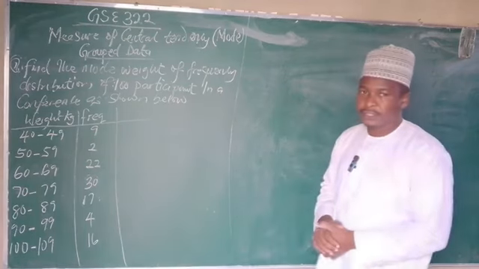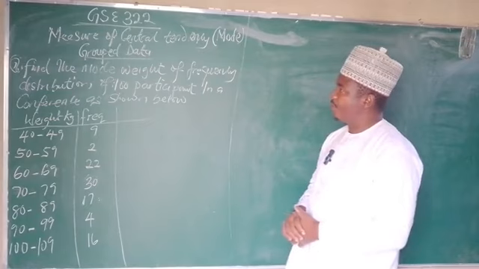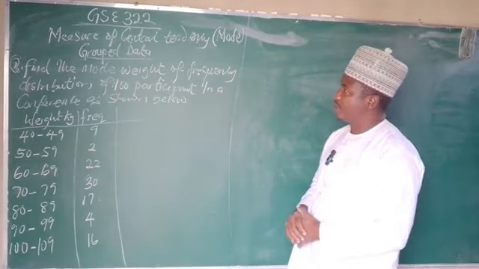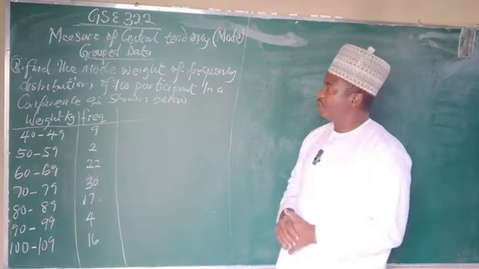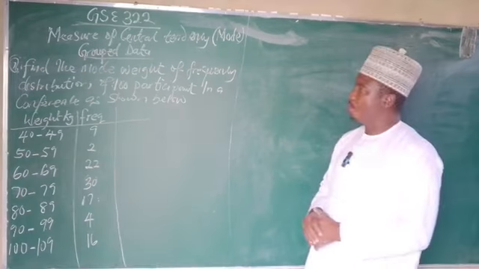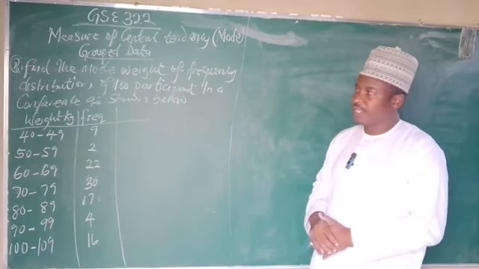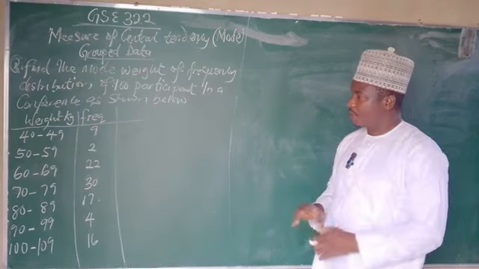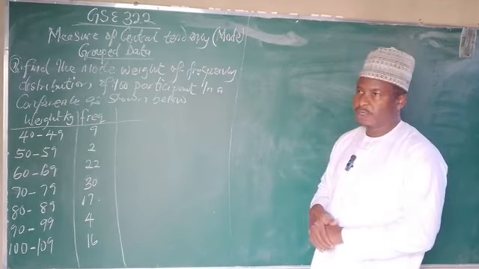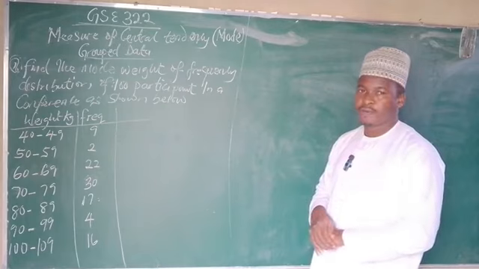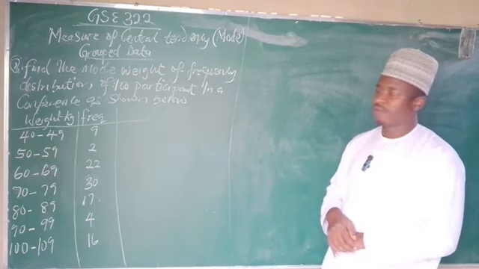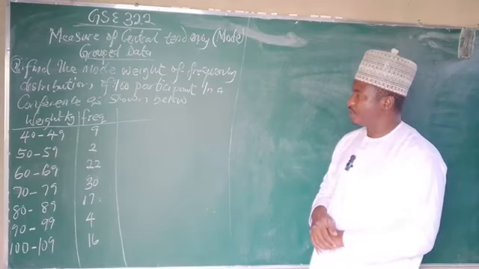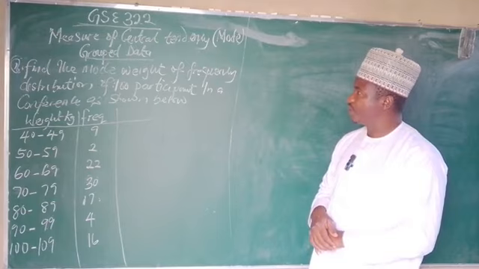Our lecture of today is the continuation of the fifth lecture of GSE 322, measure of central tendency, mode of group data. In our last lecture, we saw how to find the median of group data. So today, in the continuation, we are going to find the mode.